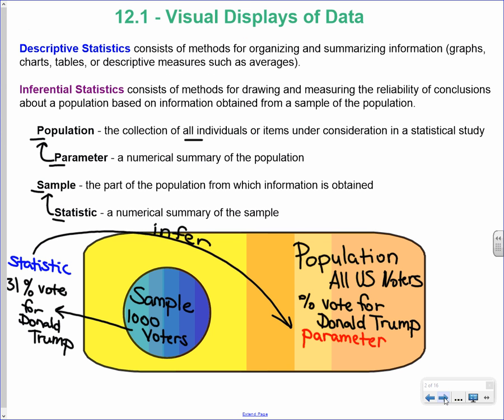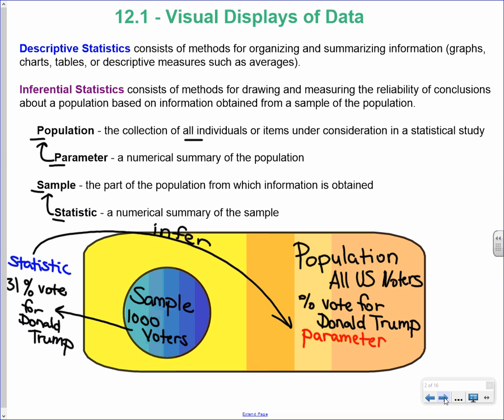So in section 1, which is the first section of this chapter, we're going to talk about visual displays of data. And so the first thing we look at is there are two divisions of statistics. One is descriptive statistics. Descriptive stats is just an organization and summarizing of information. So it's when we do graphs, charts, tables, calculating an average or whatever. That's all just descriptive statistics. You're just describing the data that you have.